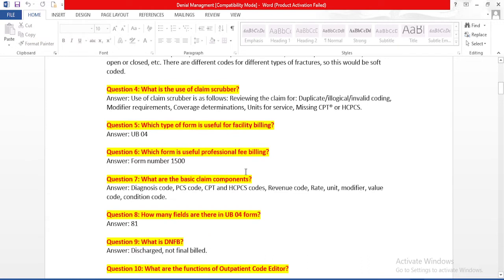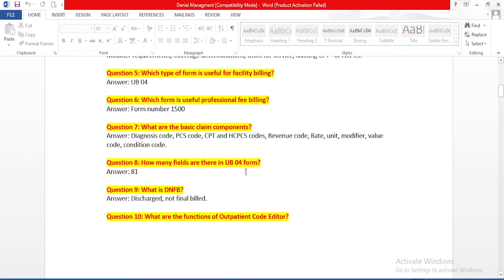Next question. What is the use of a claim scrubber? The use of a claim scrubber is as follows: reviewing the claim for duplicate, illogical, invalid coding, modifier requirements, coverage determinations, units of service, missing CPTs or HCPCS.